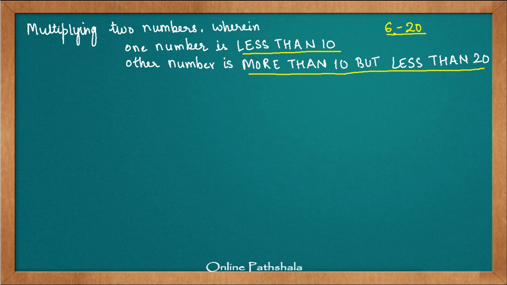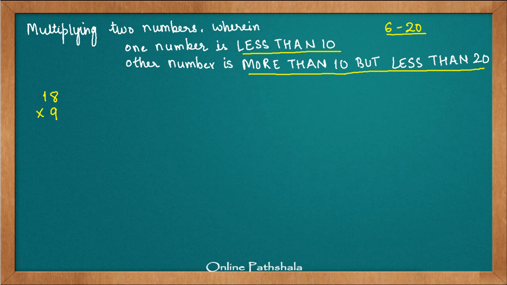So first we covered all the single digit numbers from 5 to 10 or 6 to 10, then we covered numbers from 11 to 20. Now we are covering a mixed case where one number is less than 10 and the other number is more than 10 but less than 20. So let us take this example of multiplying 18 by 9.